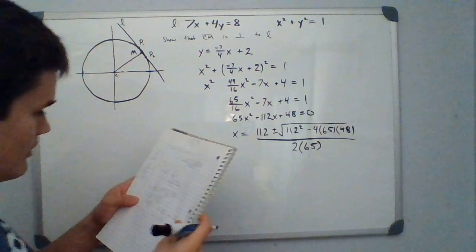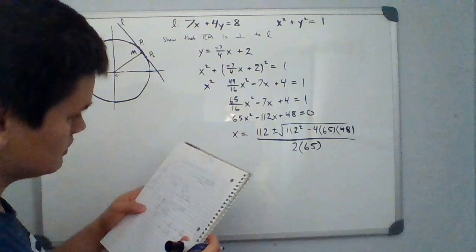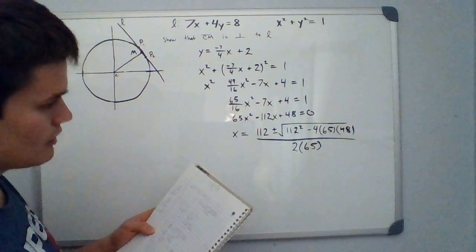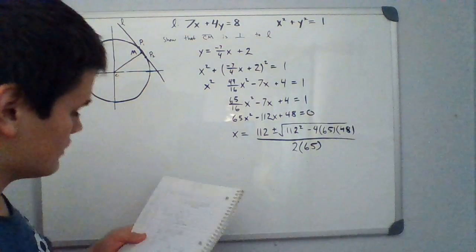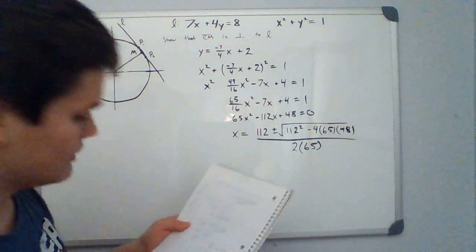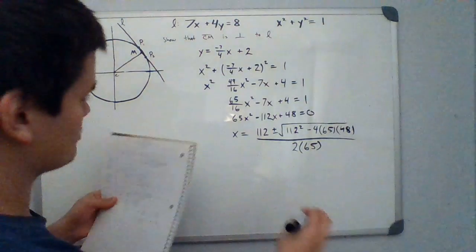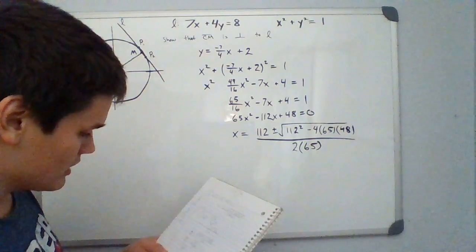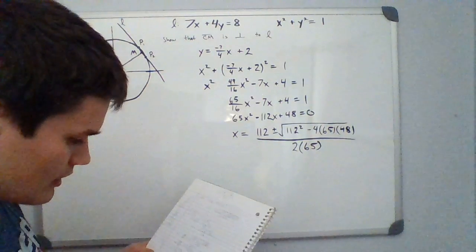Alright, let me make sure I did that right. 112 minus 4 times 65, 2 times 65. Good, perfect. There's a little more algebra involved in this, but I'm going to skip the algebra because I'm feeling rather lazy.